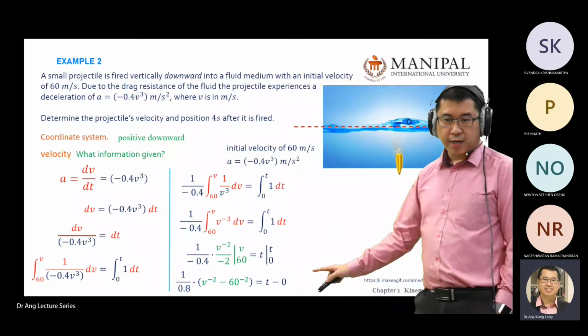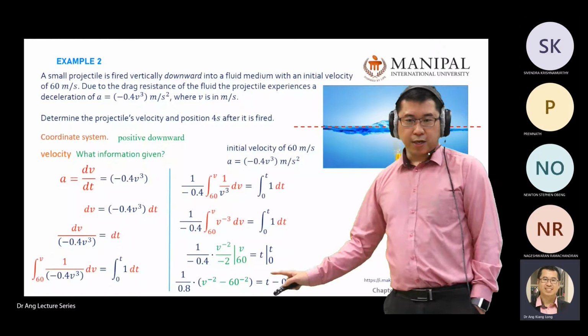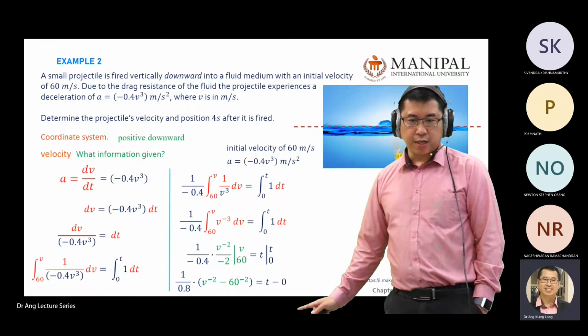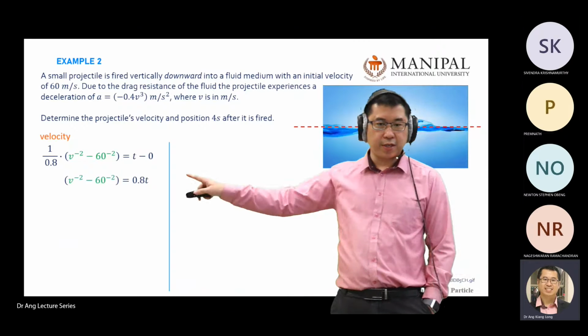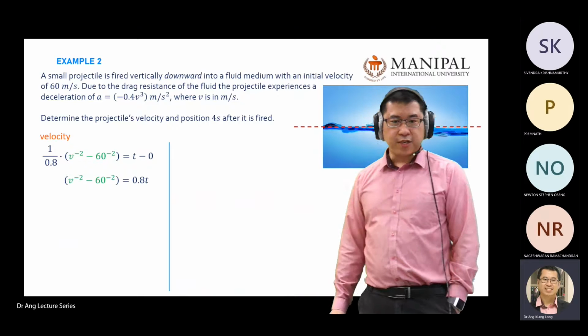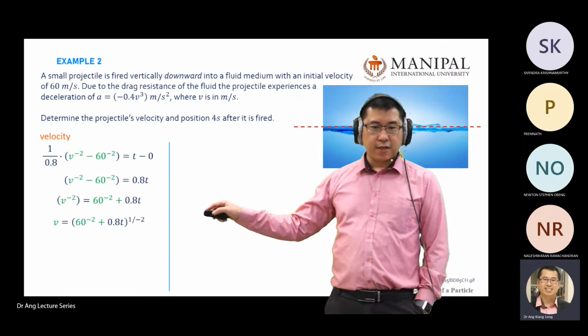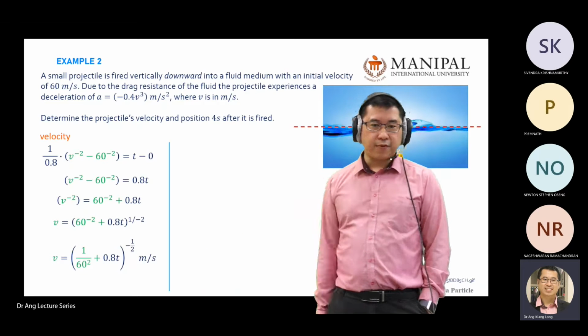And this one is what I mentioned just now. When you integrate, you substitute the limit, you take t minus 0, you get t. The rest is just a rearrangement of the equation. You get what V is. Okay, rearrangement of the equation. You arrive at this form.